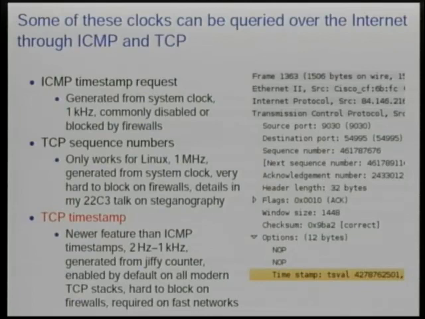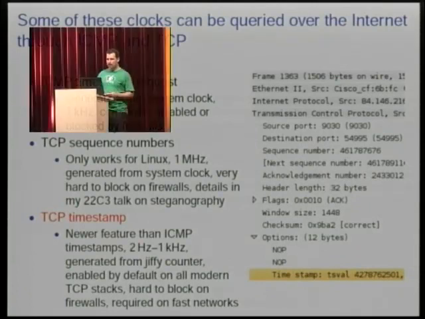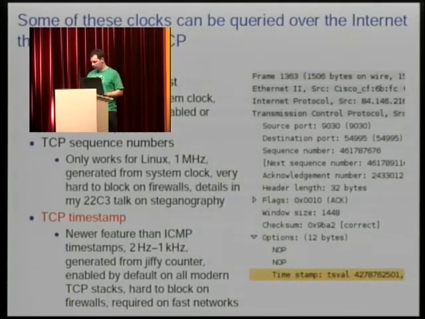But for the rest of this talk, I'm mainly going to talk about the TCP timestamp feature. This is a fairly new feature, but it's enabled on all modern operating systems that you find now. The specification doesn't say which speed the clock should be. In practice, it varies between 2 Hz and 1 kHz. On Linux, it goes between, I think, 100 Hz and 1 kHz.